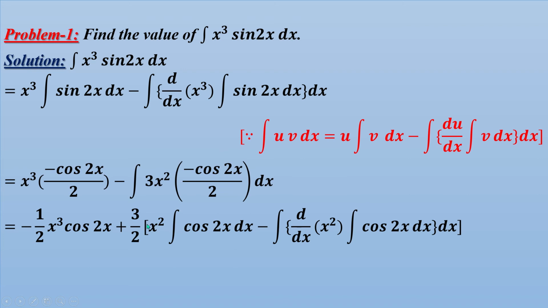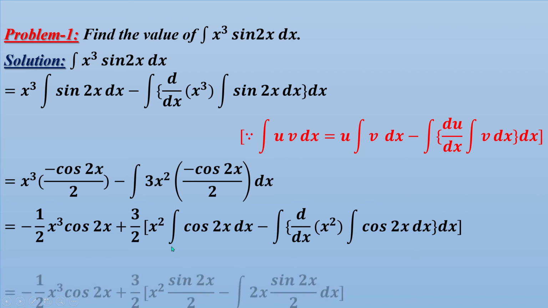So x square, that means u into v dx, v means cos 2x, minus derivative of u, that is x square, with respect to x, into integration of v dx, v meaning here cos 2x into dx. As 3 by 2 is common, we have to use another bracket, that is the third bracket.